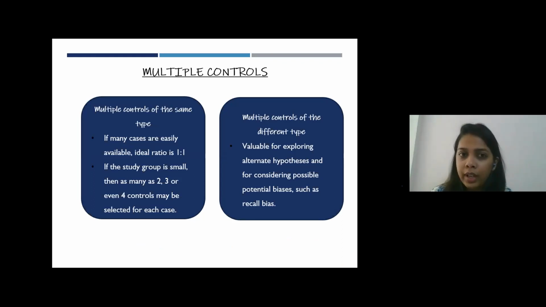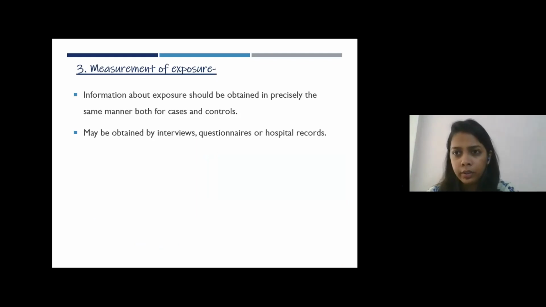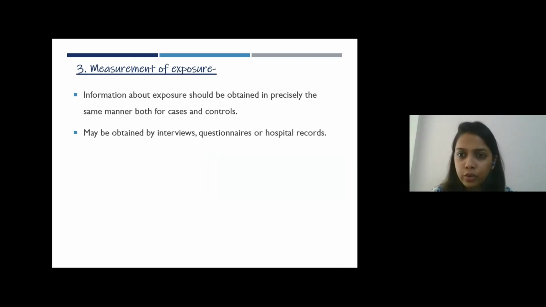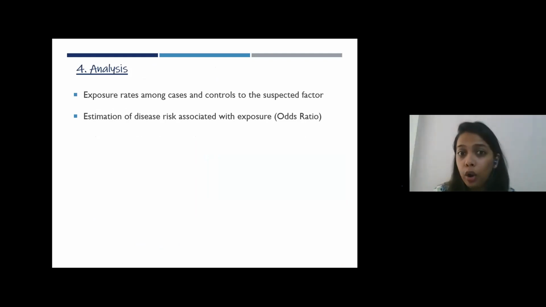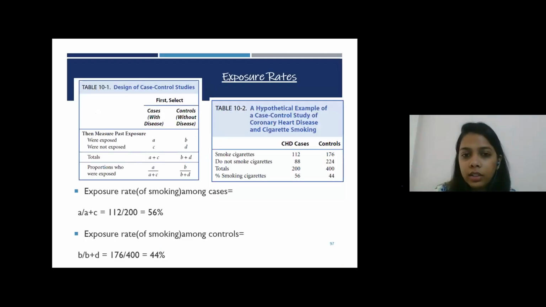Again, you can have different controls of the same type, or multiple controls of different types. So once you have your cases and controls and you've matched, you measure the exposure. This could be due to interviews, questionnaires, hospital records, or whatever. And you do your final analysis. In your case control study, you get the odds ratio. Now before the odds ratio, you get your exposure rates.